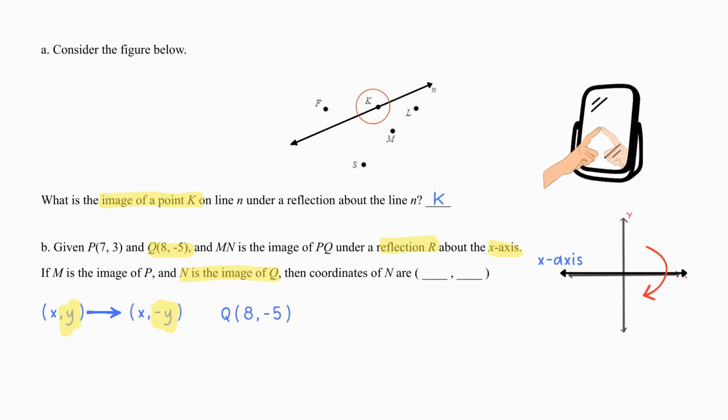So our original point Q is (8, -5). Since we are keeping the x, 8 stays exactly as it is. Now flip the y. The -5 becomes its opposite, which is +5. By keeping the x and changing the sign of the y, we find the coordinates for N, which are (8, 5).